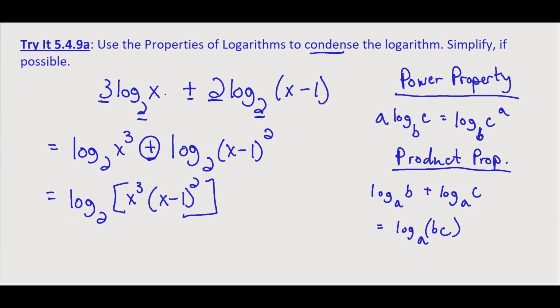So 3 log base 2 of x plus 2 log base 2 of x minus 1. We use the power property and the product property to determine that that equals log base 2 of x cubed times x minus 1 squared.